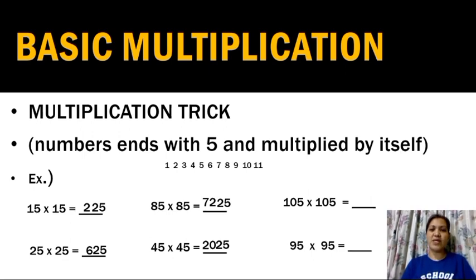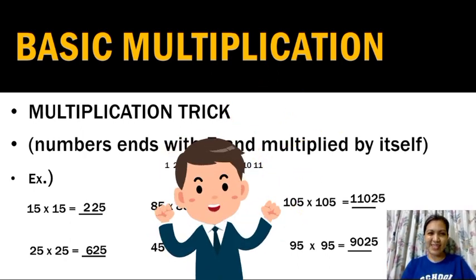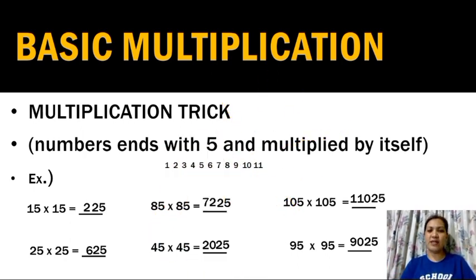Next, the number next to 10 is 11. So, 10 times 11 is 110. And then, 5 times 5 is 25. Next, the number next to 9 is 10. 9 times 10 is 90. 5 times 5 is 25. As easy as that. So, how do you find the lesson? Is it quite interesting, right? Next.